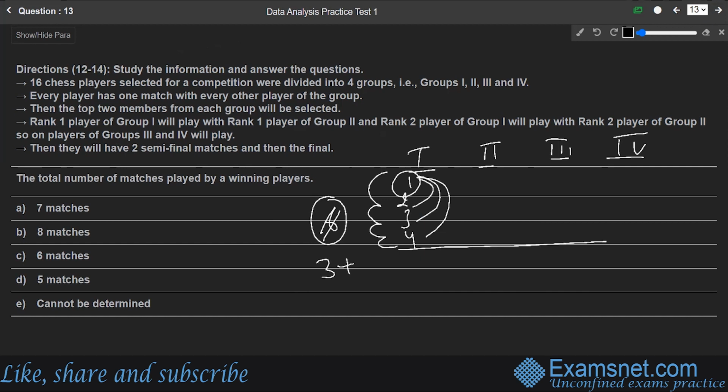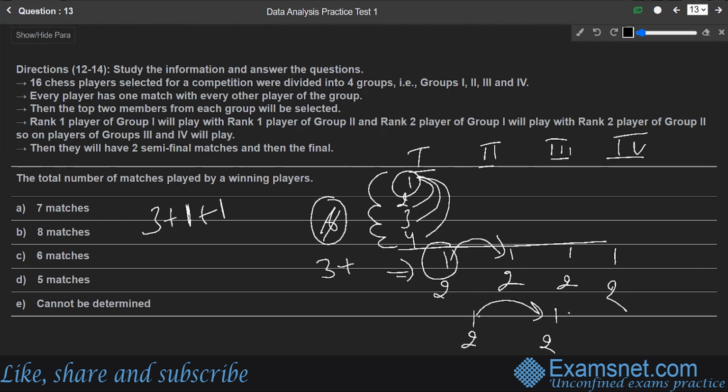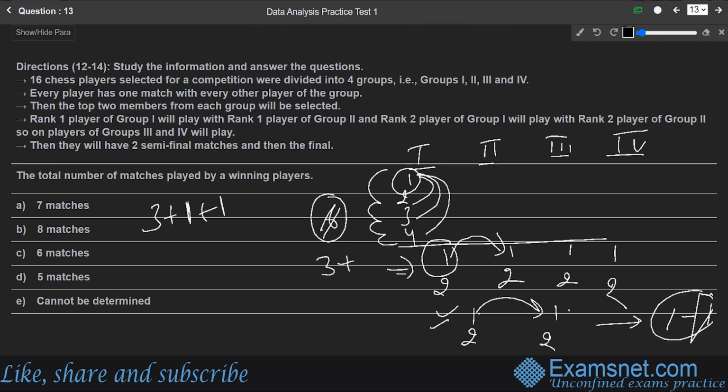Plus, when he reaches the next round, there will be two teams only, 1 2 and 1 2, like that. And this player will be playing a match against him. So in the next round he will be playing one more match, so it becomes 3 plus 1. He will be playing one more match against his opponent, which is treated as a semi-final. And as he is the winner, he will play a final match also with another opponent. So it has to be one more time. So how many matches are there? 3 plus 1 is 4, plus 1 is 5, plus 1 is 6 matches he has to play in all to win the tournament, and that is the answer.